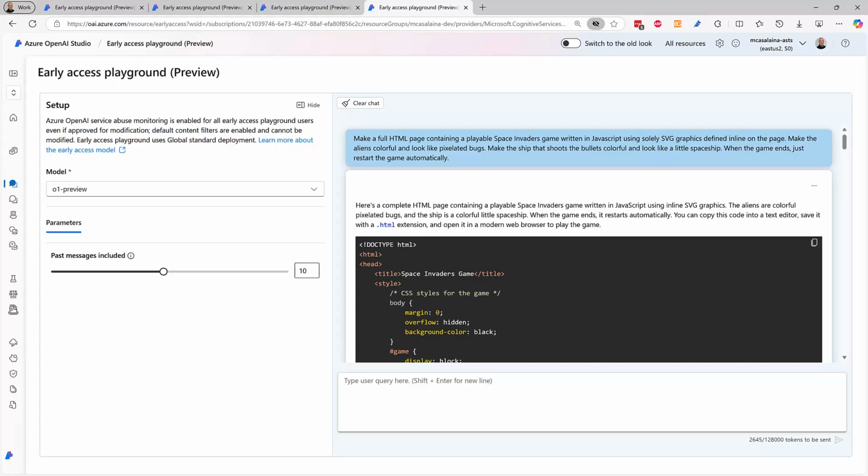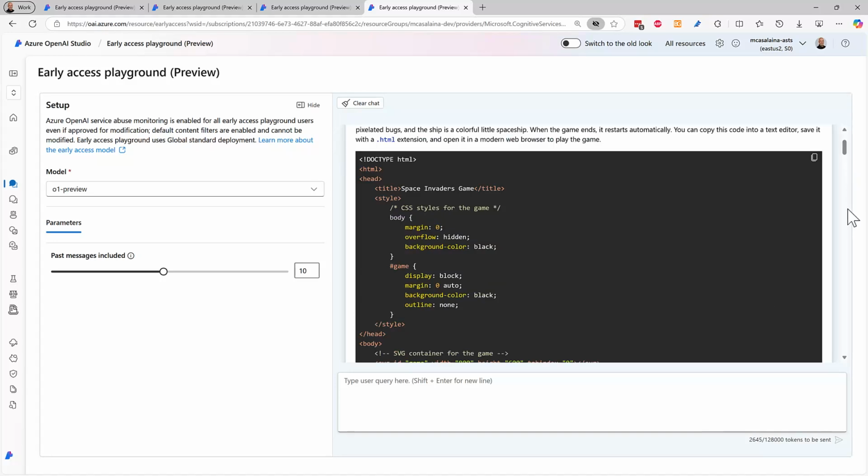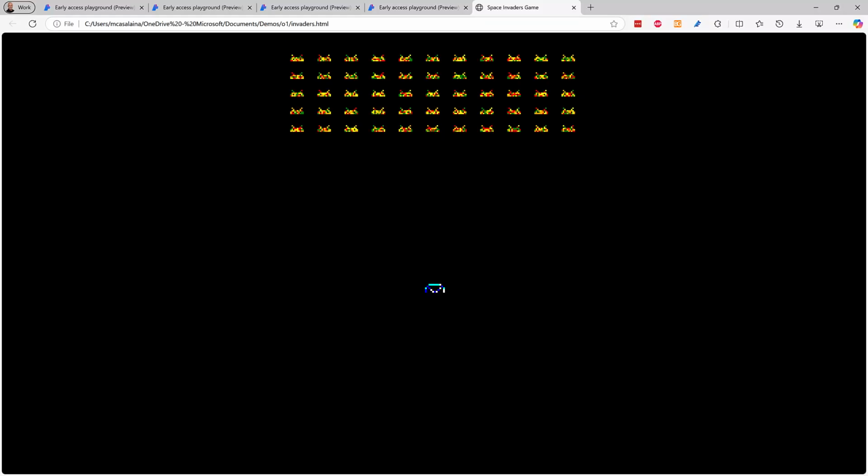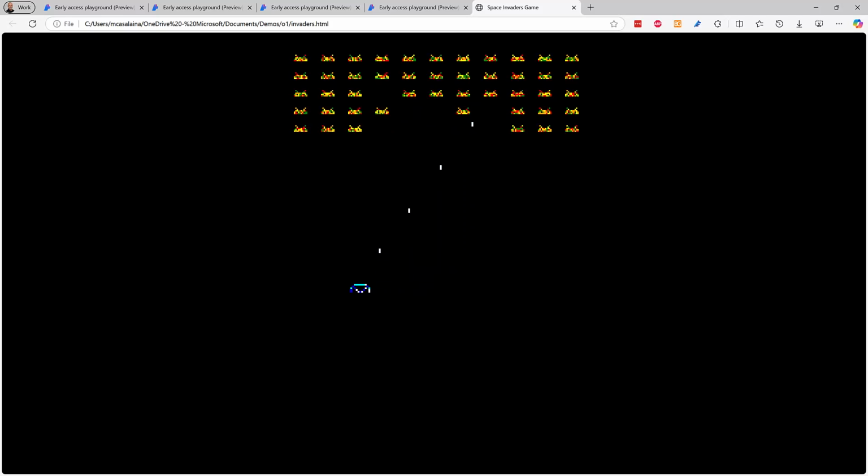Finally, we would be remiss if we did not mention O1's rather advanced ability to write code. Here we ask it to make a self-contained HTML page with a playable Space Invaders game written entirely in JavaScript. O1 happily obliges, giving us this code. Running its code in the browser, we find that indeed it's given us a Space Invaders game. It's worked on the first try.